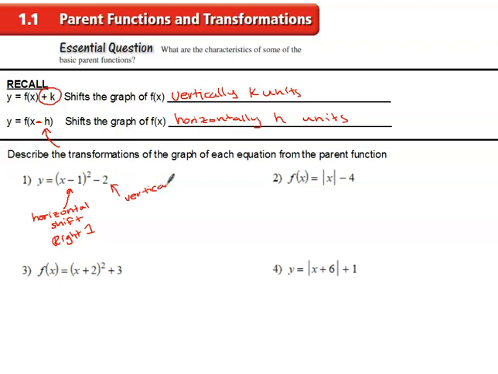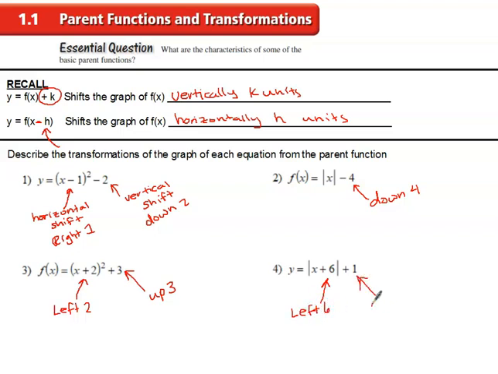So this is outside, separate from the x, which means it's a vertical movement. Adding and subtracting is a shift, and we keep it the same direction as you would think. So -2 does mean down 2. Number 2, I only have a -4 outside, which means we are only shifting down 4. Number 3, I have a +2 inside, which is going to make this go left 2. The +3 is going to go up 3. The +6 is going to move us to the left 6, and the +1 is going to move us up 1.